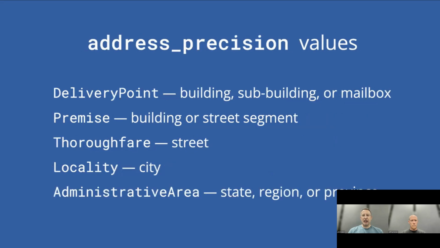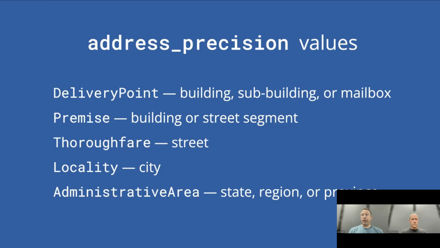Okay, on this next slide, in that address precision field, these are the possibilities. Delivery point, which basically means building, sub-building, or mailbox. A delivery point is essentially what it sounds like. Premise, we define as building or street segment. And if an address precision is delivery point or premise, you're going to see that the verification status is verified. Anything less than that, you're going to see partial.